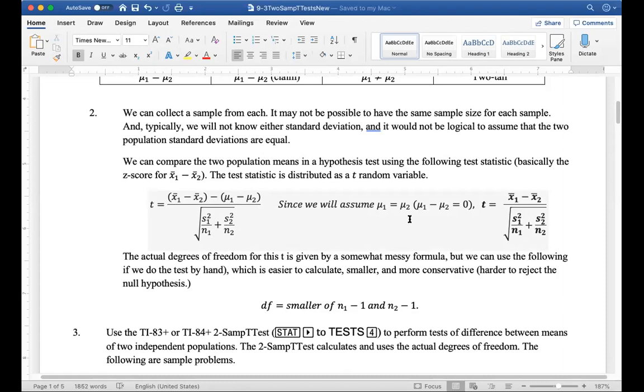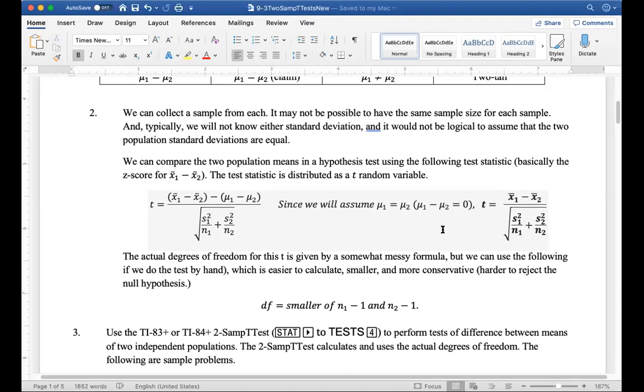And since we're assuming in H0, the null hypothesis, that mu1 equals mu2, which means the difference is 0, that mu1 minus mu2 in the test statistic formula can virtually disappear. So we're left with a numerator of x1 bar minus x2 bar, and then the square root in the denominator.